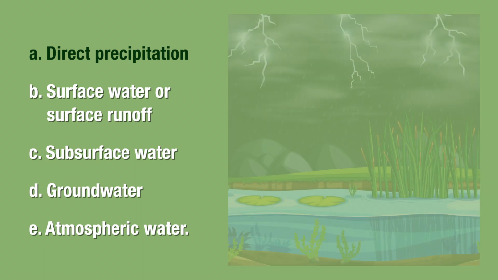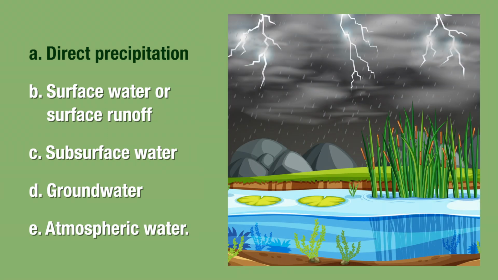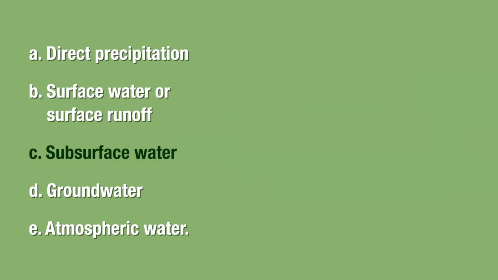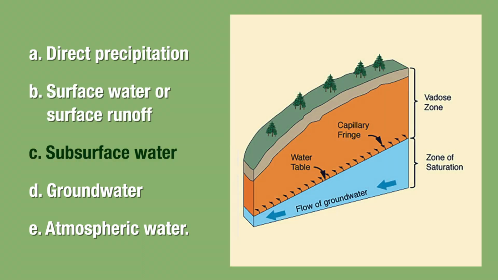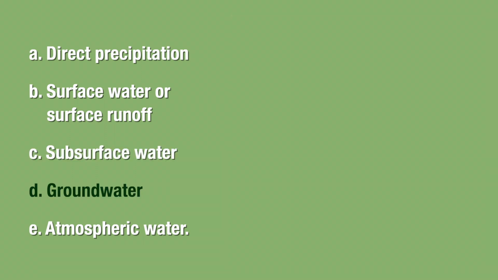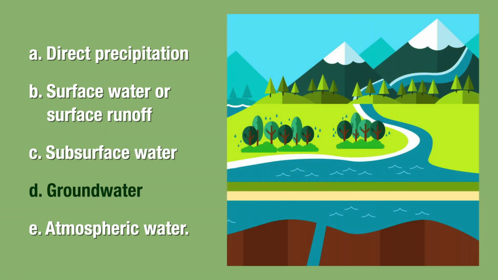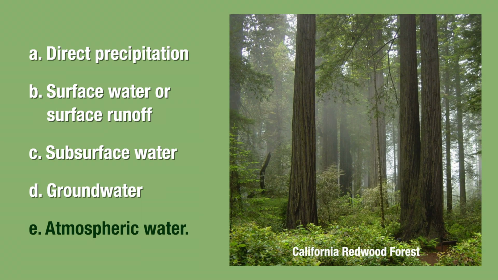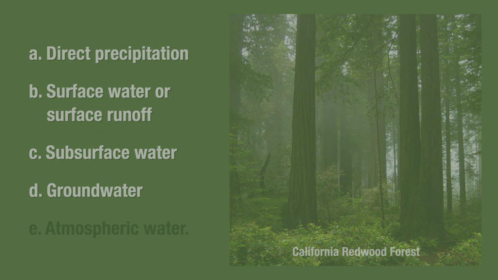A. As direct precipitation. B. As surface water or surface runoff, as wetlands, ponds, lakes, streams, and rivers. C. As near subsurface water, in the unsaturated vadose zone. D. As groundwater, below the water table, in the zone of saturation. And E. As atmospheric water, that is, the humidity of the air, partially or fully saturated.